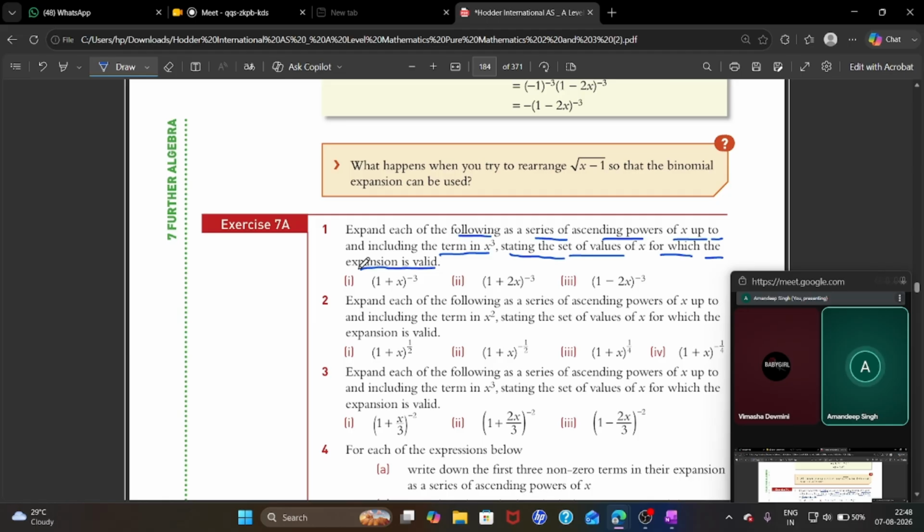So let us expand the expansion first. What is the question? The question is 1 minus 2x to the power minus 3.